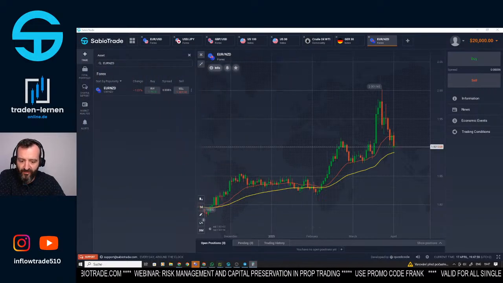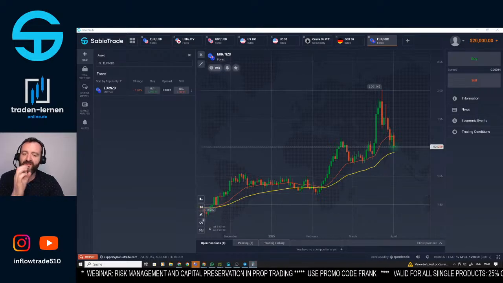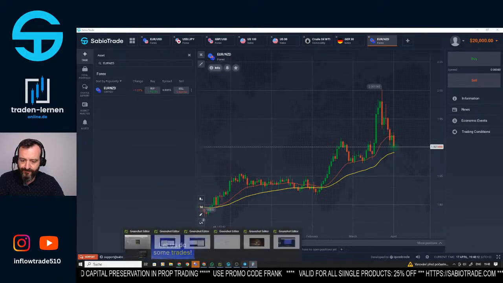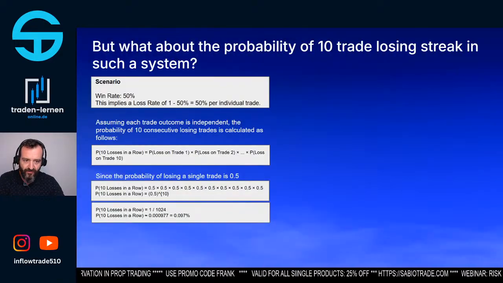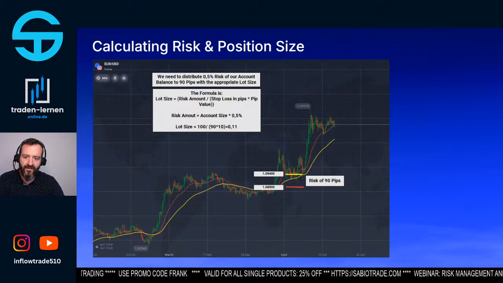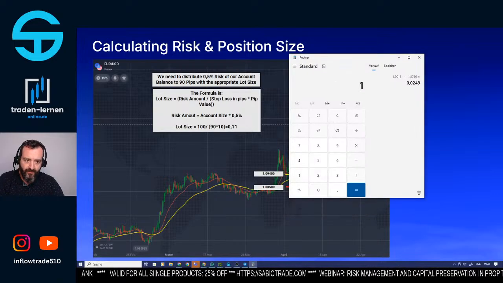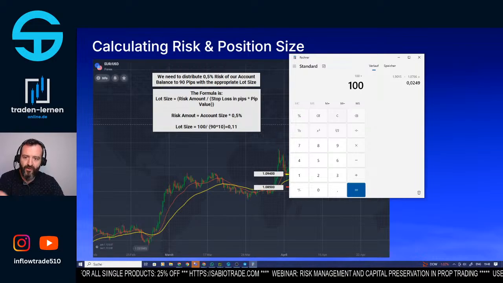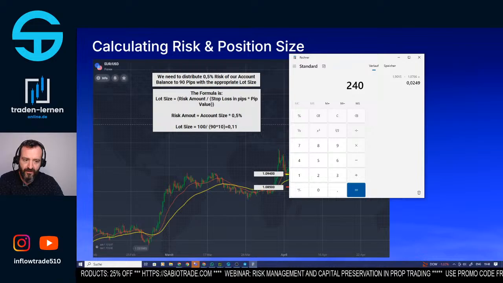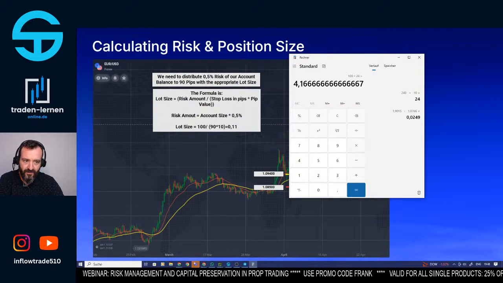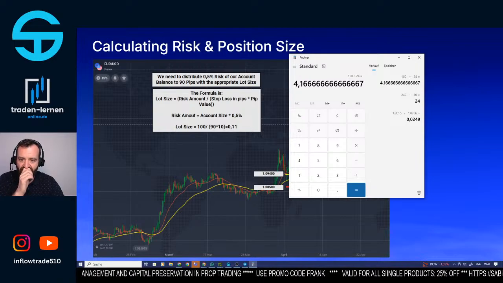So now we need to remember back the formula that we had said before. So we would like to risk 0.5%. This is $100, right? So if we go back to the slides and look again into the formula once more, then we see that we have to calculate the risk amount. So $100 divided by the product of stop loss in pips, 240, divided by 10 is 24. So 100 divided by 24 is, we can trade a lot size of 4.6.